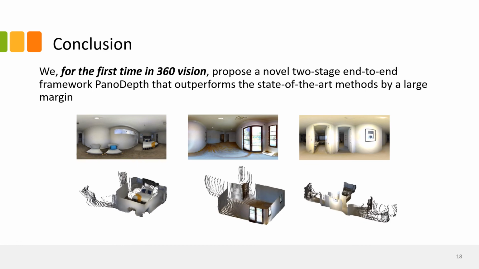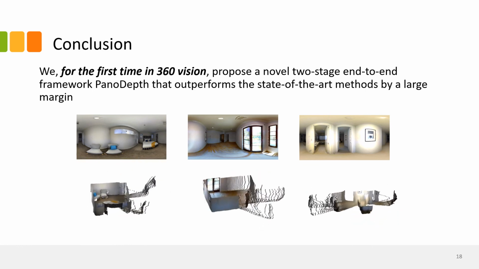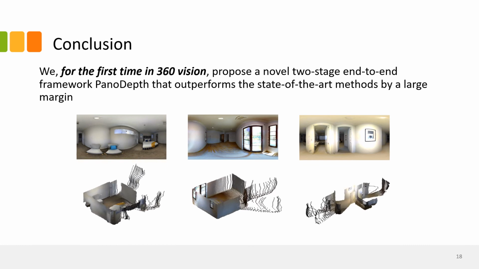In this paper, we, for the first time in 360 vision, propose a novel two-stage end-to-end framework, PanoDepth, consisting of view synthesis and multi-view stereo matching stages. Experiments on multiple benchmark datasets show our PanoDepth significantly outperforms the current state-of-the-arts.